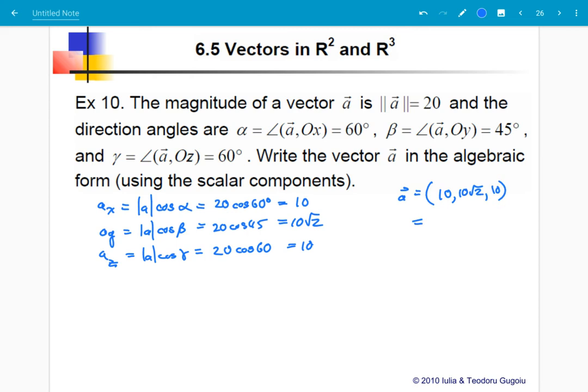Standard unit vector form, which we haven't talked about yet, would be 10i plus 10 root 2 j plus 10k. That's in standard unit vector form.